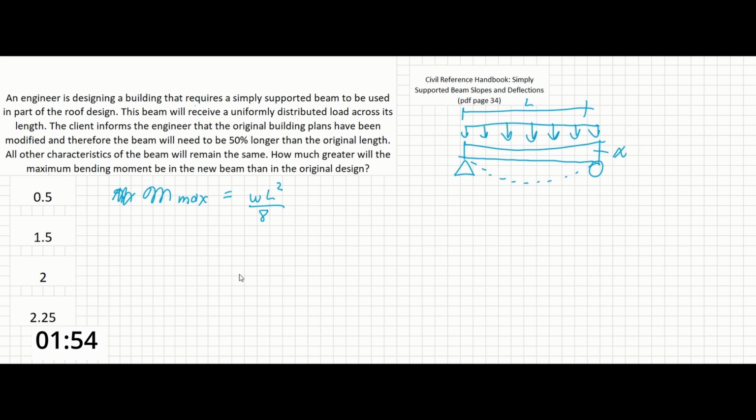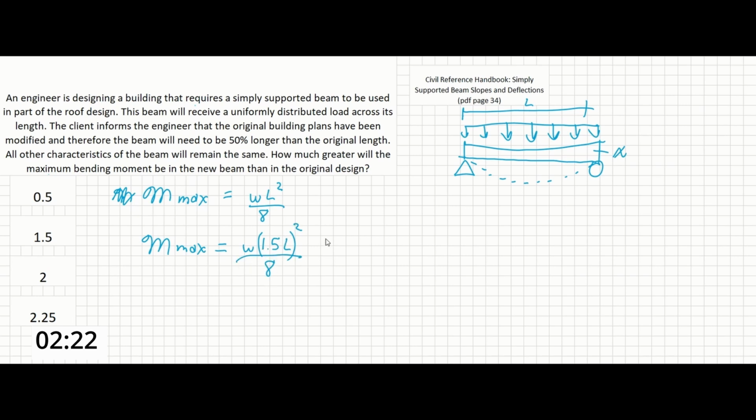Now all we have to do is look at, so this would be the length, and if length L is the length of the original beam here, and then we want to look at a beam that's 50% longer, we can create a new max moment and say W times 1.5 L squared over 8.